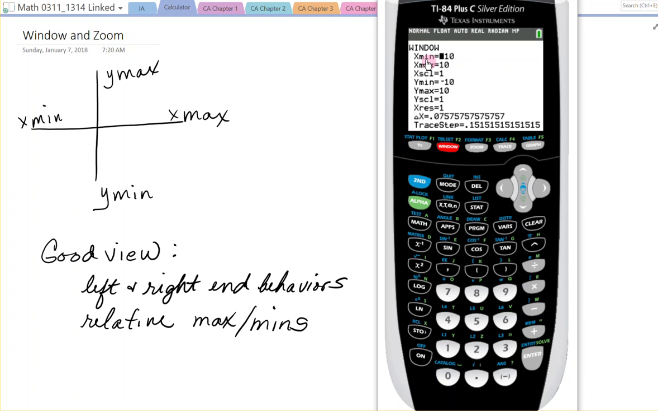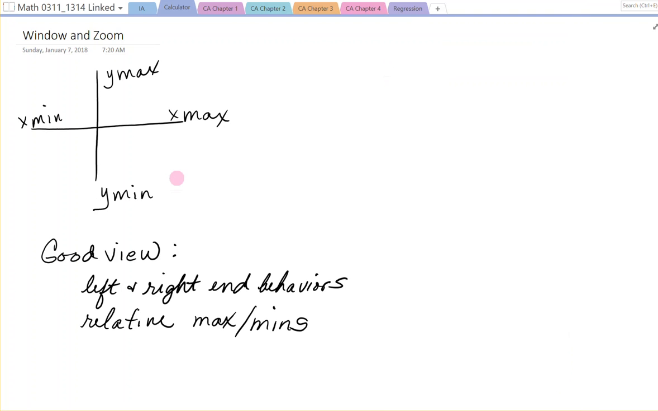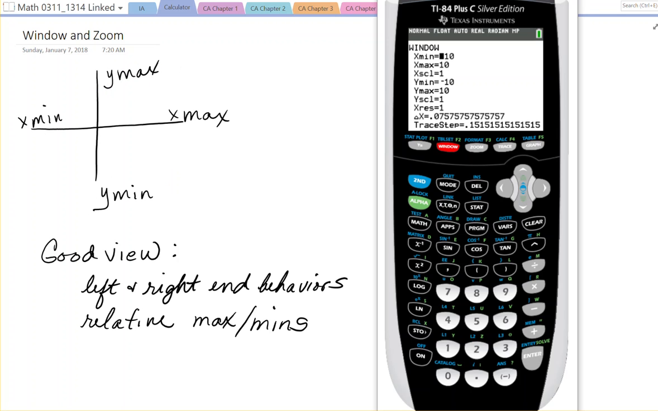Well, the first thing to fill in here is x min. Here's x min. It is the leftmost or smallest x value. X max is the largest x. Y min is the smallest y value, and y max is the largest.